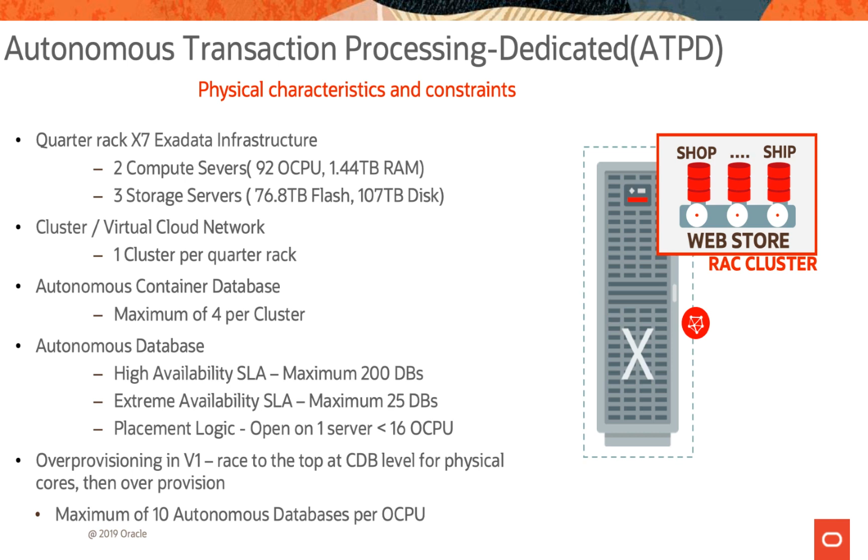Placement logic is based on this: if you have less than 16 OCPU, it is open on 1 server. You can always do over provisioning, especially if you are planning for application testing and then rolling out to production. So in those kinds of scenarios it can support over provisioning. A maximum of 10 autonomous databases per OCPU is just a guideline.